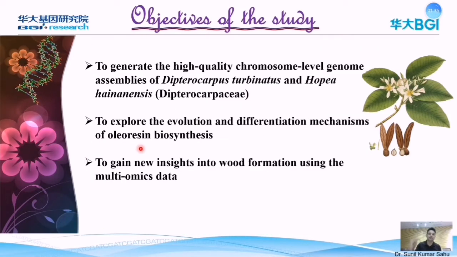Considering the increasing market demand for the resin and the high quality timber of different Dipterocarp species, there is also a declining population. Therefore, it is important to interrogate the genomic background to explore the genomic features of Dipterocarp species. The present study was designed to generate the chromosome scale genome assembly of Dipterocarpus turbinatus and Hopea chinensis to explore the evolution and differentiation mechanism of oleoresin biosynthesis and hardwood formation.